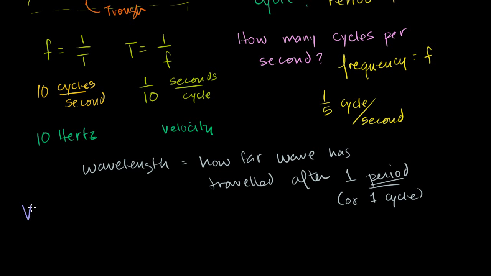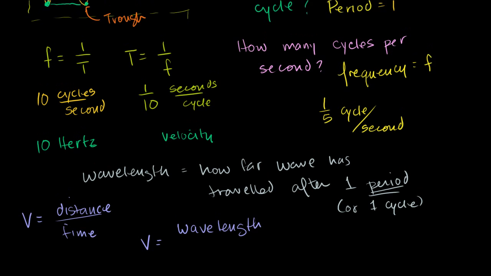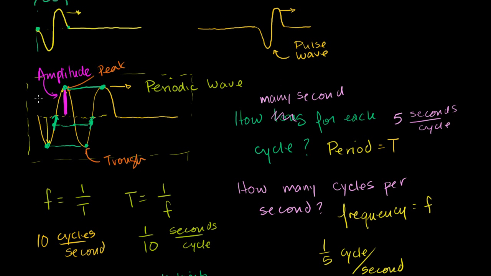Well, the velocity is equal to distance divided by time. For a wave, your velocity, and I could write it as a vector, but I think you get the general idea. What's the distance you travel in a period? Well, the distance you travel in a period is your wavelength, right? After one up, down, back again, the wave pulse would have traveled exactly that far. That would be my wavelength.